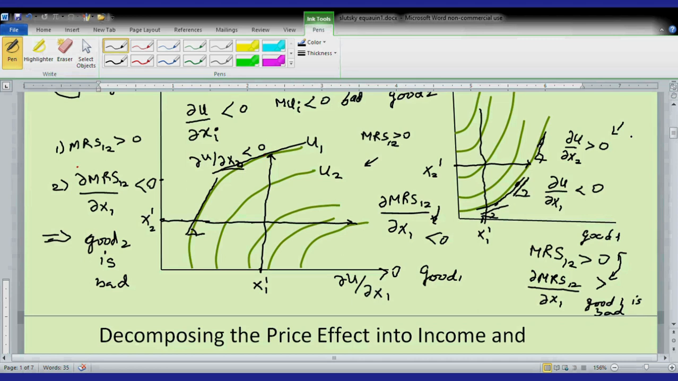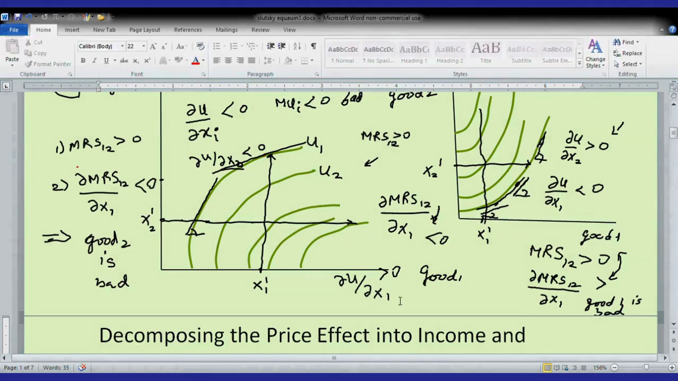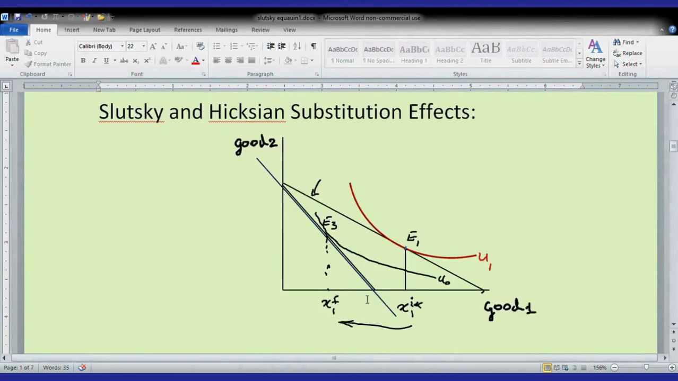When we have isolated the substitution effect, then from the total effect we could subtract the substitution effect to see to what extent the changes are caused only by the income effect. Alright, having said all this, let's now look into this graph where I have plotted the consumption of good 1 along the horizontal axis and consumption of good 2 along the vertical axis.